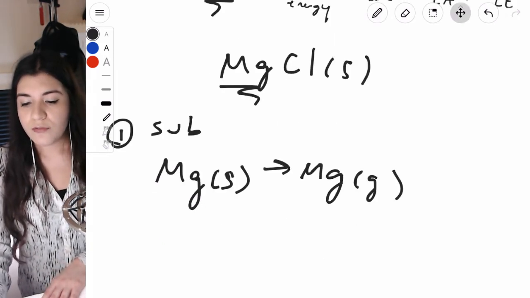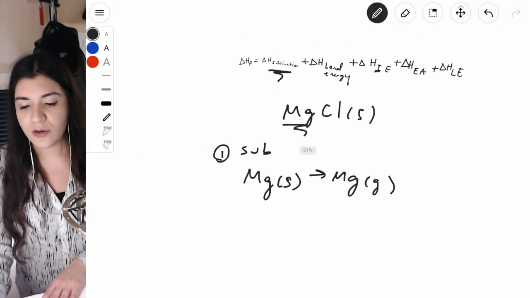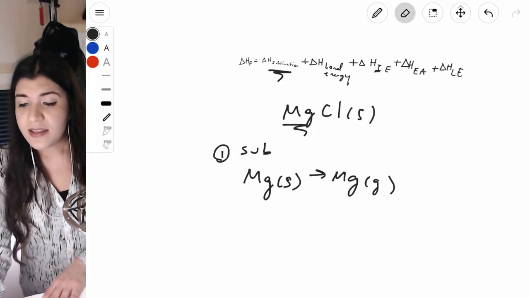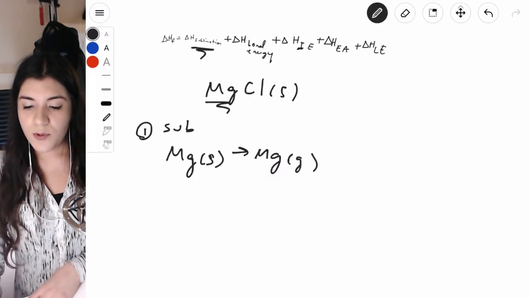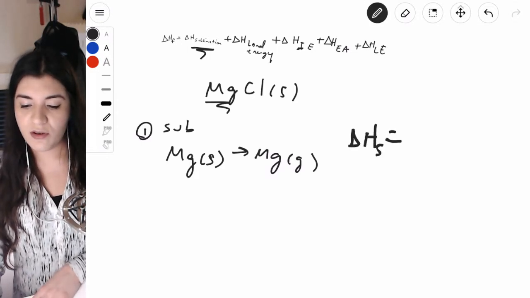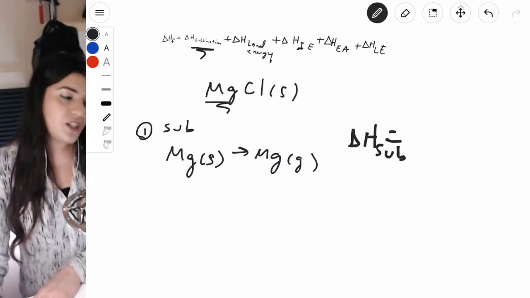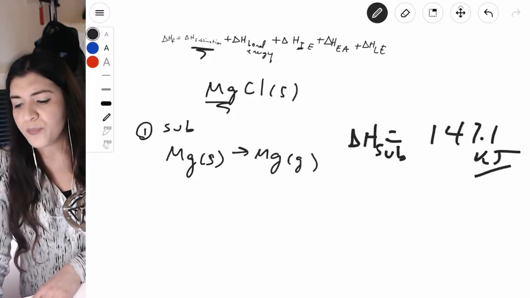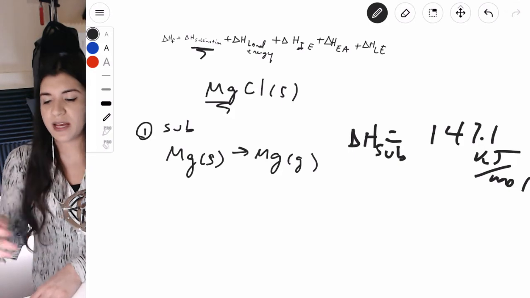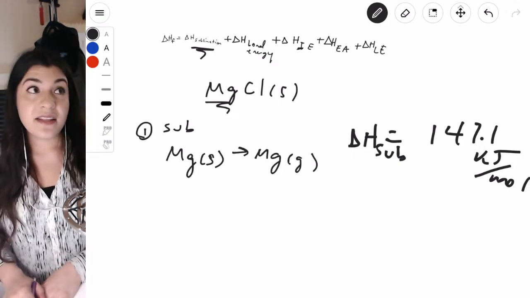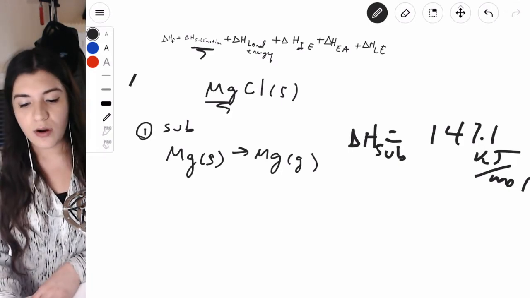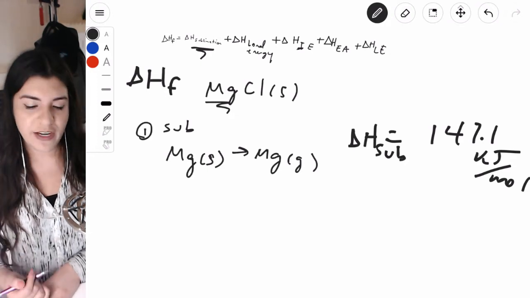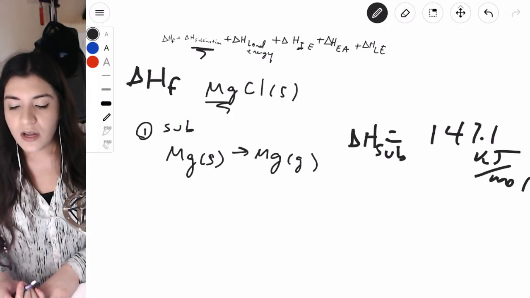For these to combine, they have to be in their gas form. We would be given different constants or values. Sublimation would have been given as 147.1 kilojoules per mole. That will come into play later when we plug everything in. And let's say we're finding the overall enthalpy of formation of this solid.